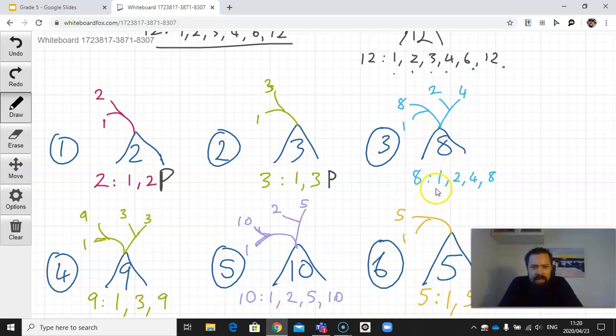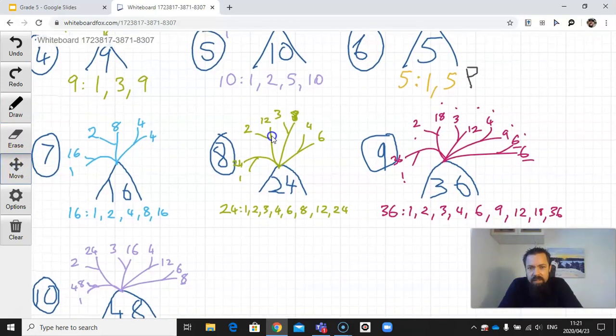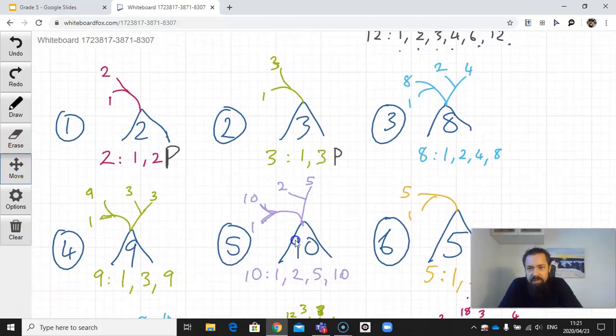If I look at this one, 8 has 1 and itself and some other things, so this is not prime. 9 has 1, 3, and 9. It's got more than just itself and 1, so that's not prime. 10, not prime. So 5 only has 1 and 5, so 5 is also a prime number. The other ones we've done have lots of factors, and so those are not prime. So if my factors are 1 and myself, then I sit on the prime number shelf.